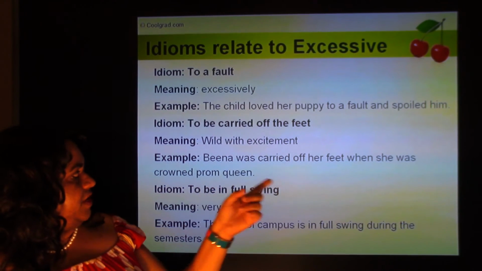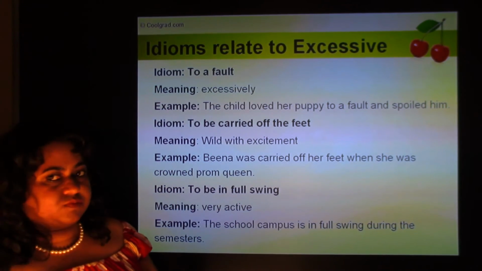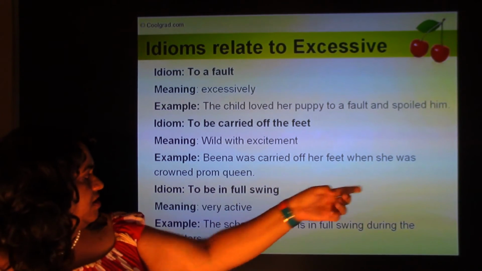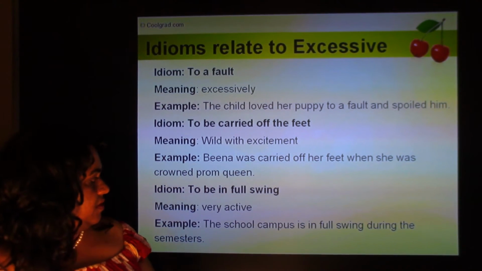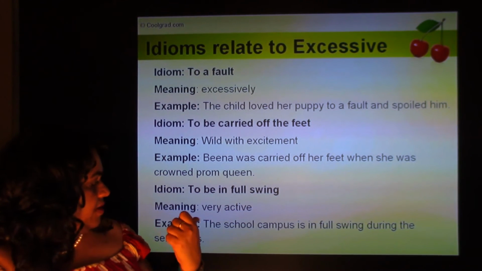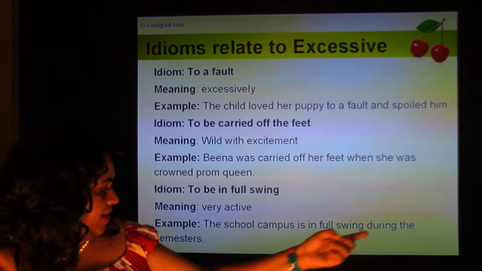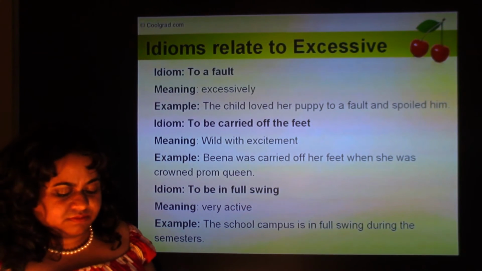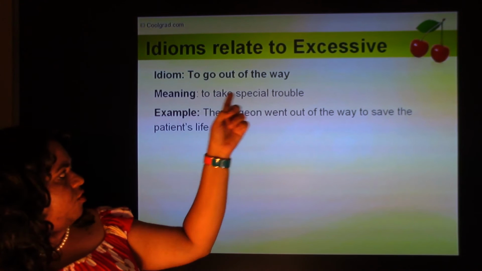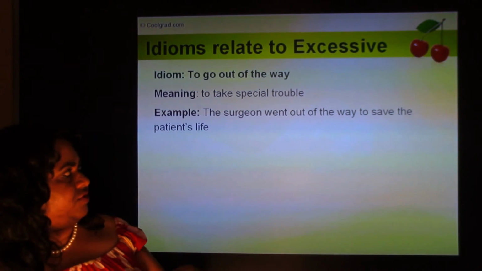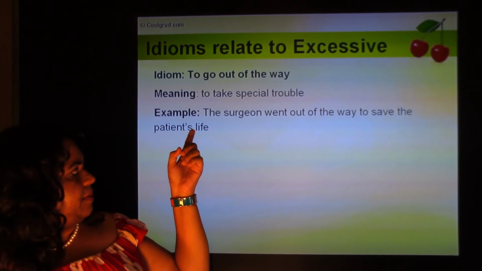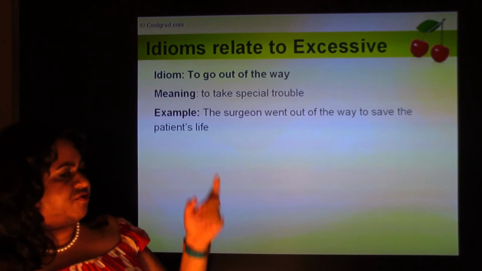To be carried off one's feet means wild with excitement. Example, Bina was carried off her feet when she was crowned prom queen. Idiom, to be in full swing means very active. Example, the school campus is in full swing during the semesters. To go out of the way means to take special trouble. Example, the surgeon went out of the way to save the patient's life.